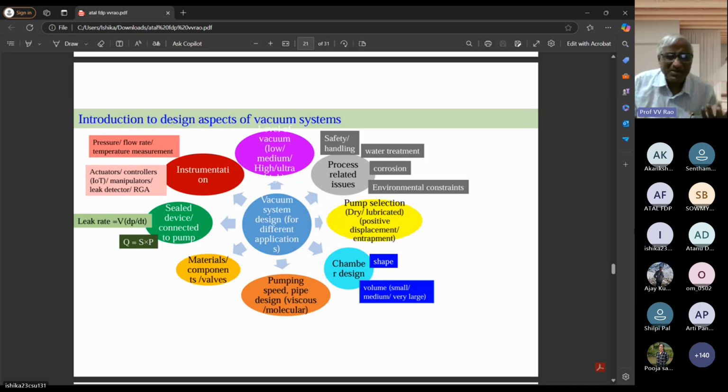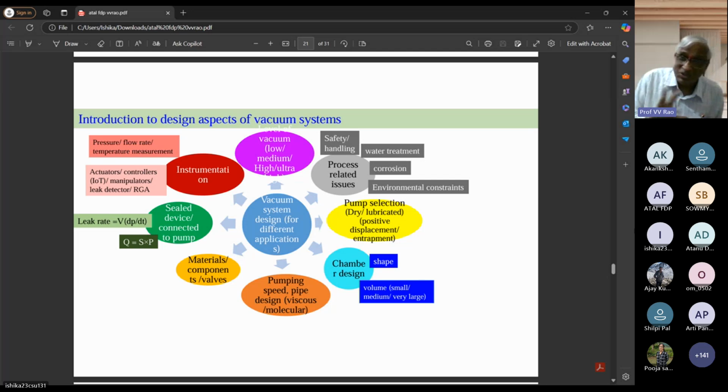And sometimes in all these things, you cannot avoid some bit of leaks. So Q is equal to S into P. That left side I have written with the black color, that is the most important box. If you can increase the pumping speed, then even if Q means all possible leaks and gas loads together, it can be Q1 plus Q2 plus Q3, various loads.